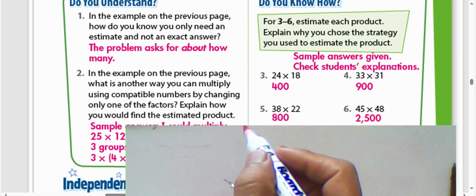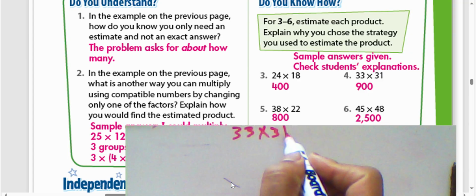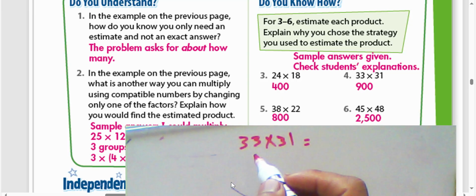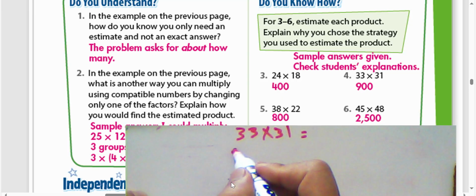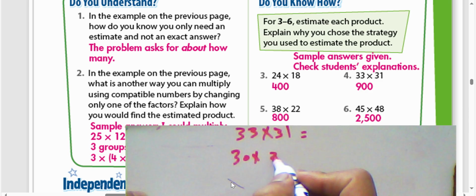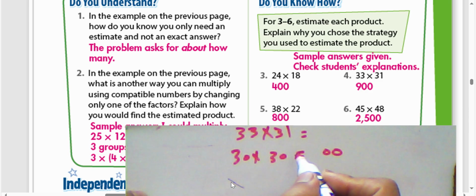Like 33 product by 31. We can find the answer here by using rounding. 33 here is approximated to the nearest tens, the result will be 30. Product by 31 nearest to 30. Then the product between them, write double 0 and 3 times 3 is 9. Then the answer will be 900.